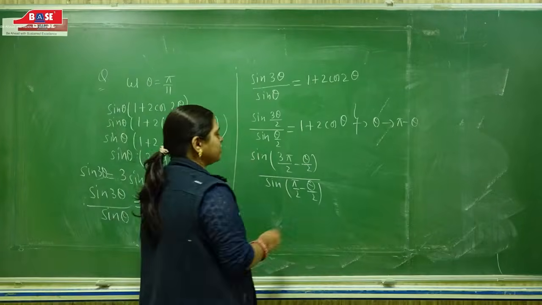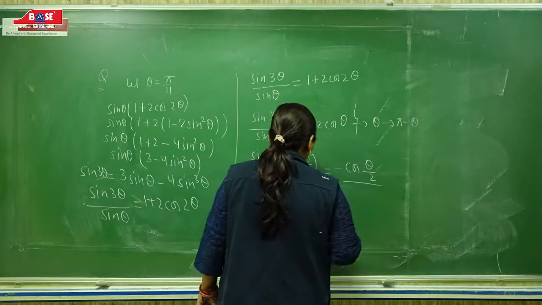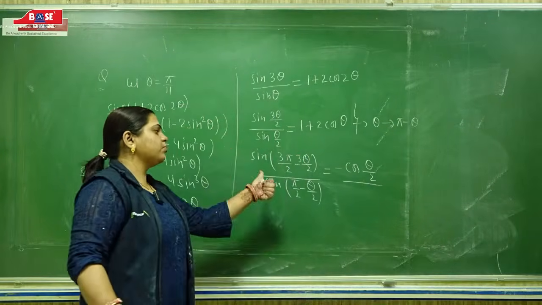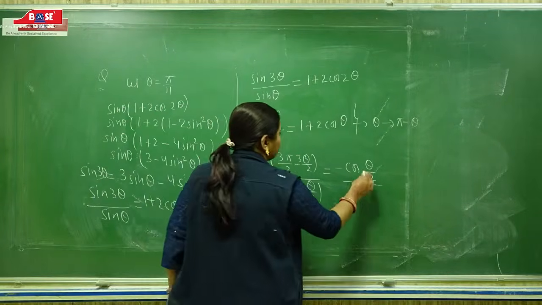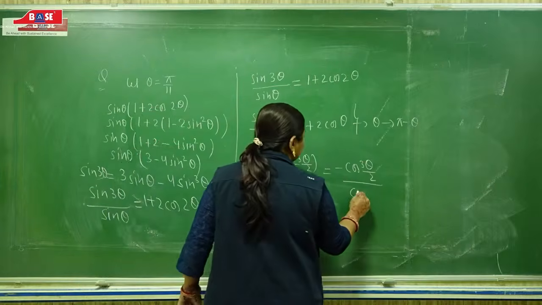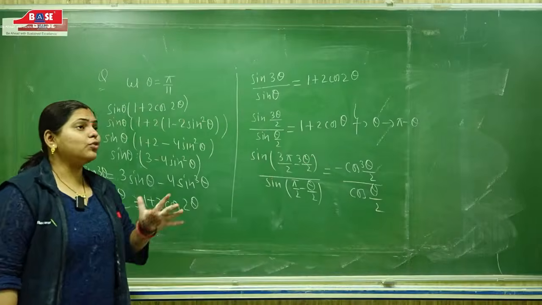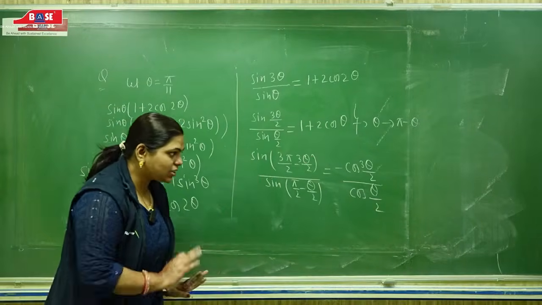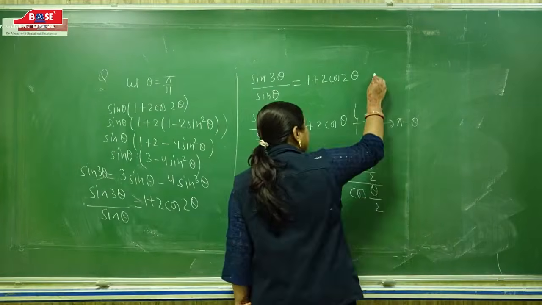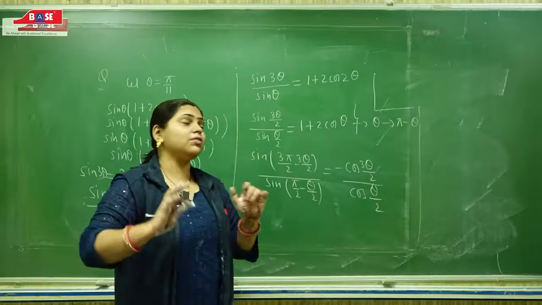Now you know what is sine of 3 pi by 2 minus theta by 2? Minus of cos theta by 2. Okay, I made a mistake over here. Now 3 pi by 2 minus 3 theta by 2, so this would be minus cos of 3 theta by 2. And here, this should be cos of theta by 2, right? So what we have got over here is an expression like this, with minus. Please try to observe. This is the thing which we are going to use for our question.